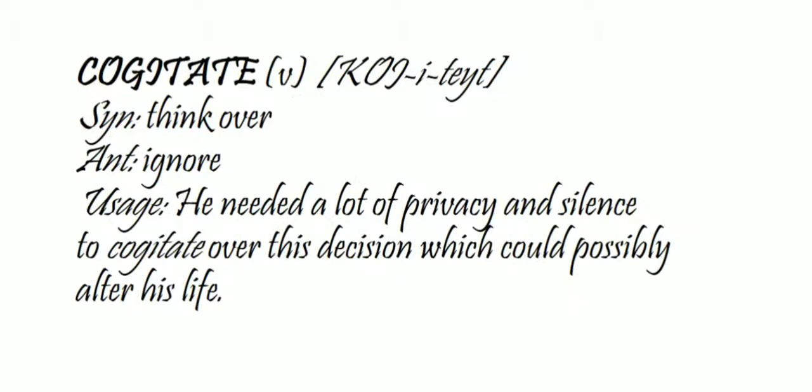The next one is cogitate. Cogitate is to think over a particular subject, and the opposite of cogitate is to ignore. He needed a lot of privacy and silence to cogitate over this decision, which could possibly alter his life. He needs to think a lot over this decision. So he is thinking a lot. To interchange the words think over, we can use cogitate, which is also a verb.